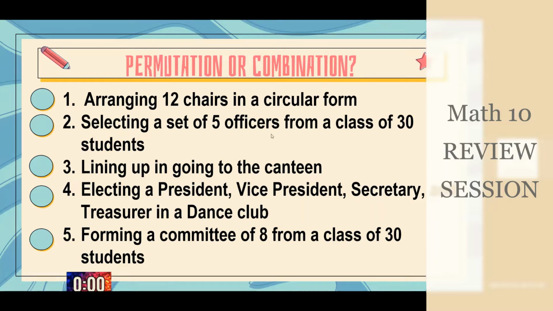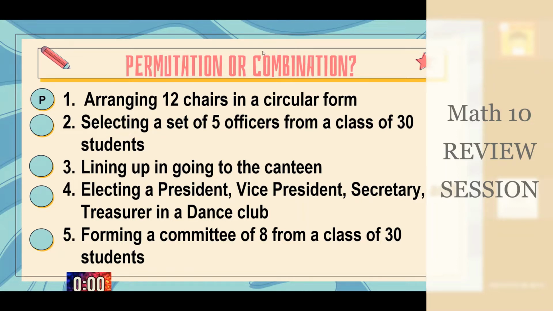Okay, time is up. Let's answer. Number 1. Arranging 12 chairs in a circular form. What is this? Johannes, do you remember when you arrange chairs in a circular form? What is this? Permutation or combination? Permutation. Okay, so let's see. It's permutation. Very good.